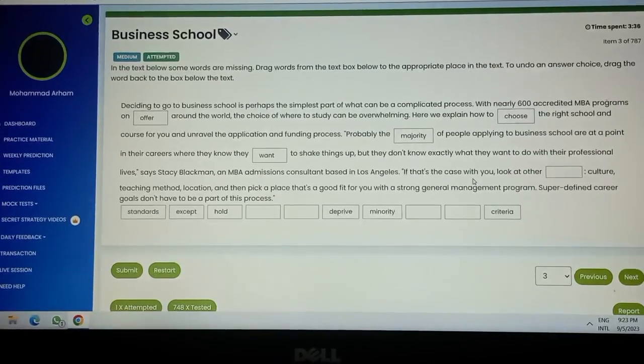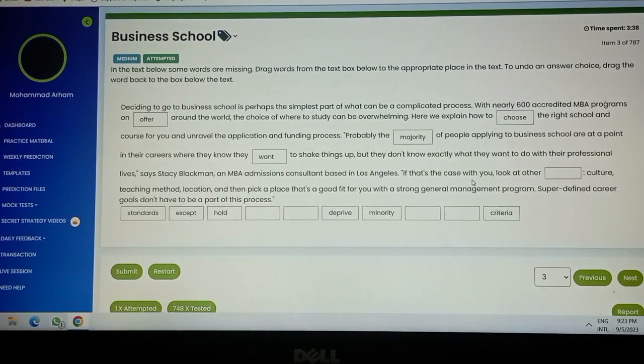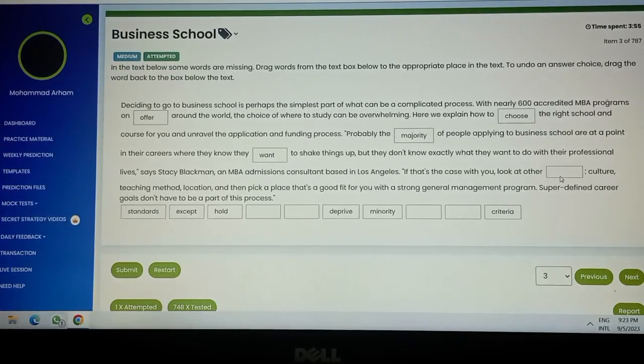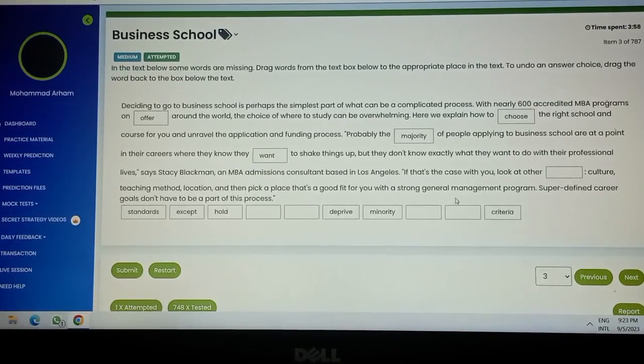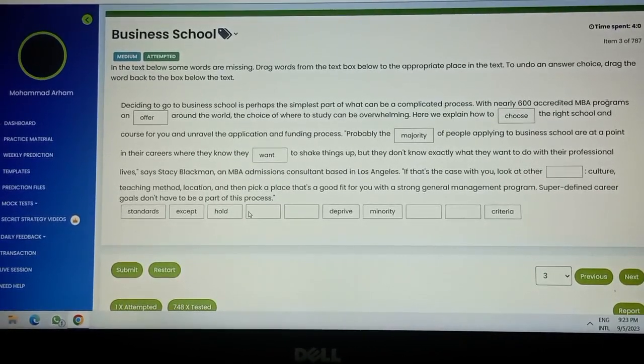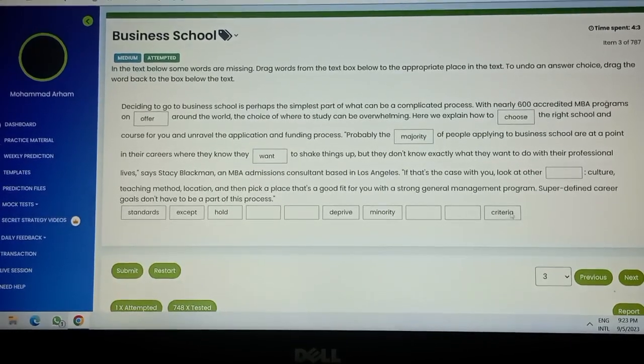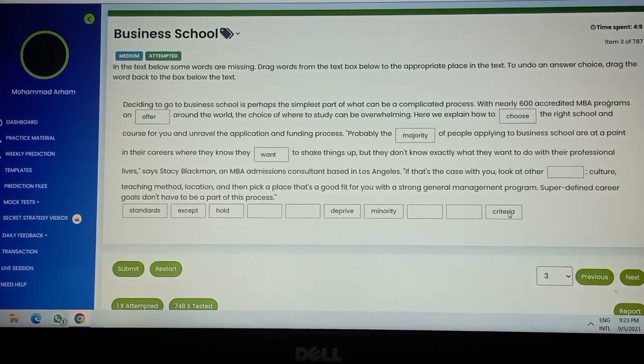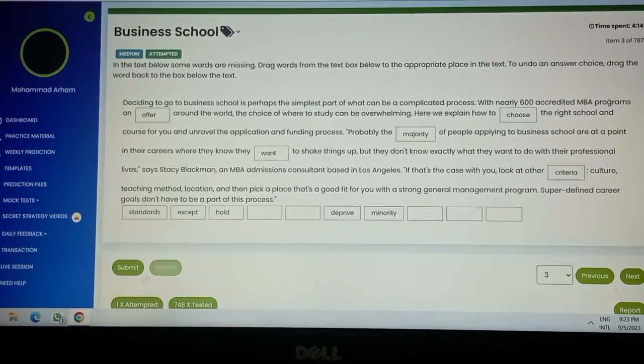If that is the case with you, look at other dash: culture, teaching method, location, and pick a place that is a good fit for you, with a strong general management program. Super defined career goals don't have to be part of this process. If that is the case, you look at other dash, culture. The options are minority, deprive, hold, culture, standard. Look at their teaching method and criteria. In a strong management business school, you follow criteria and culture.